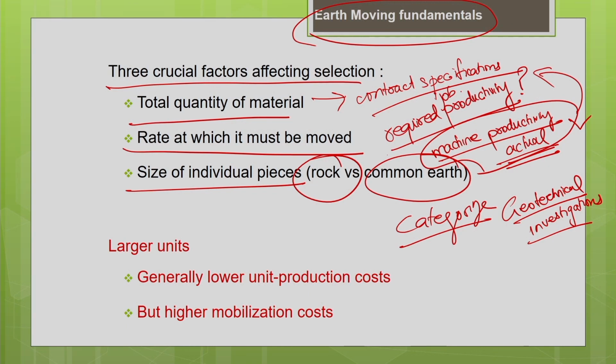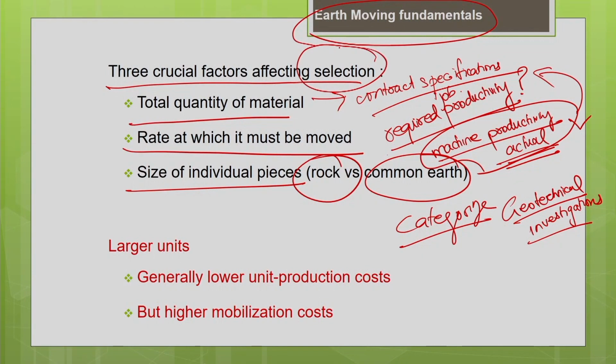So basically, the economic haul distance of the particular machine, the haul distance needed at the project site, the underfoot conditions in your project that will decide the mounting of your machine, and the required productivity of your project and the actual productivity of your machine. All these things you need to know before selecting the earth moving machine.